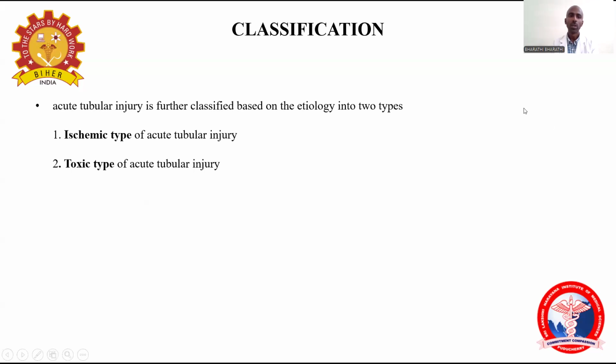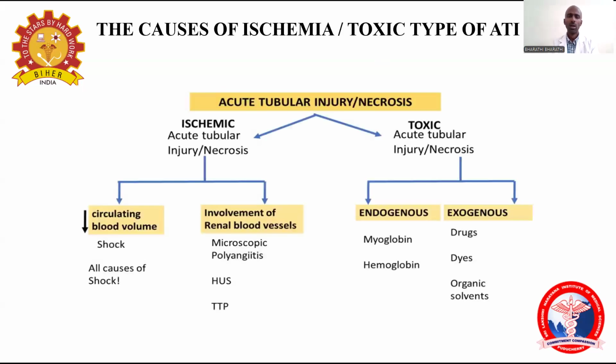Coming to the acute tubular injury classification. Acute tubular injury is further classified by etiology into two types. First is the ischemic type of acute tubular injury. The second one is the toxic type of acute tubular injury. Now we'll see in detail the causes of ischemic and toxic acute tubular injury.